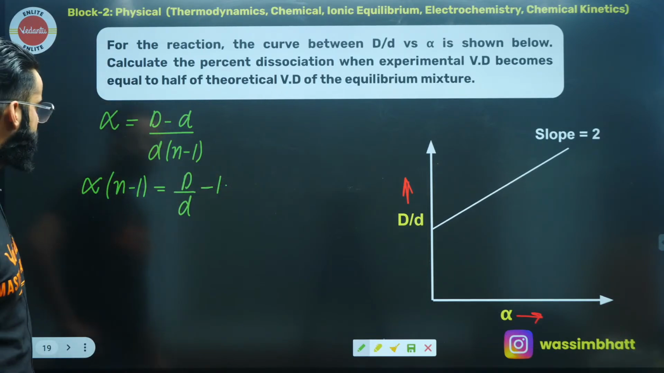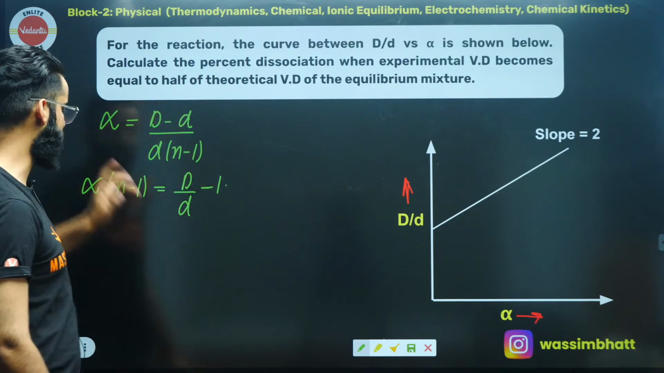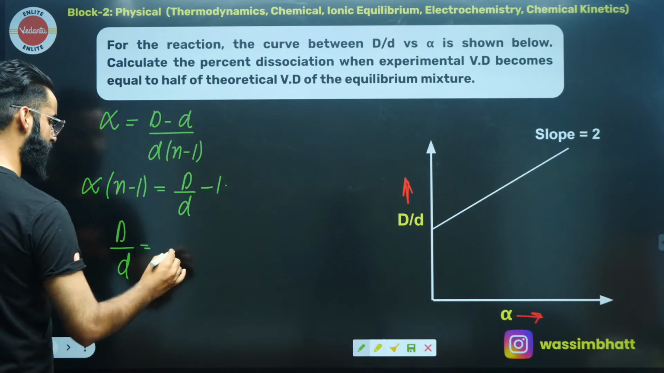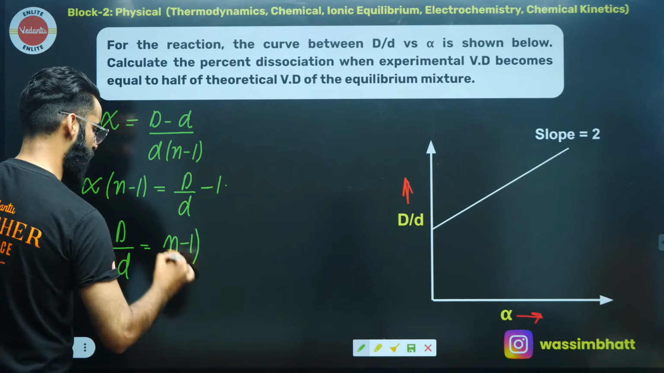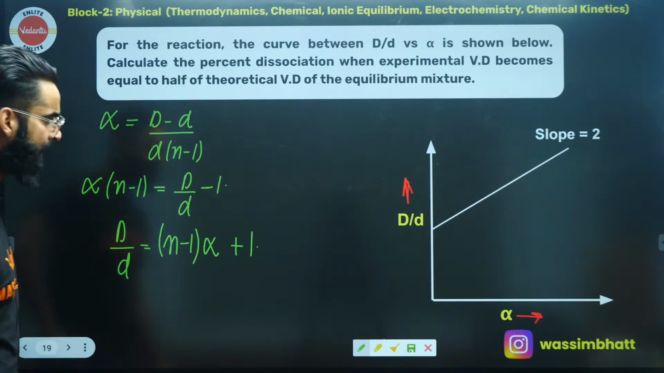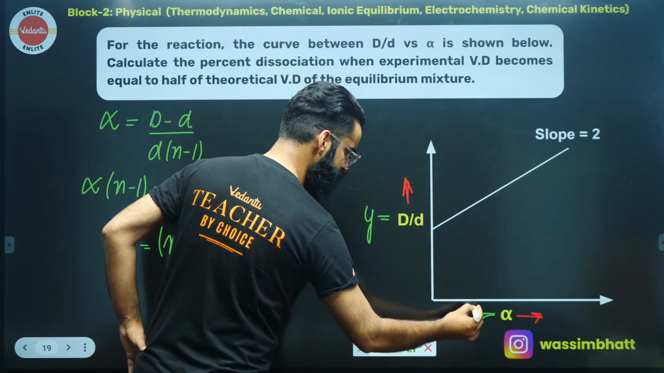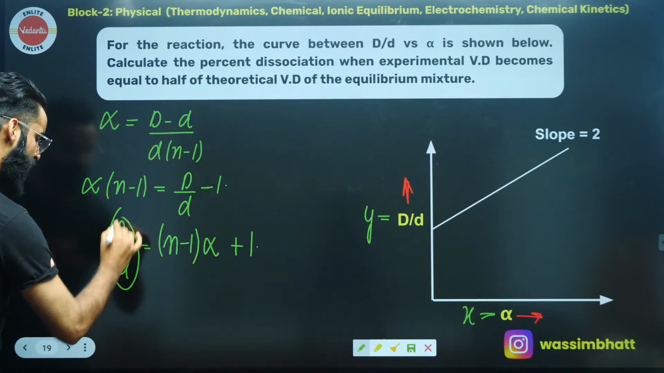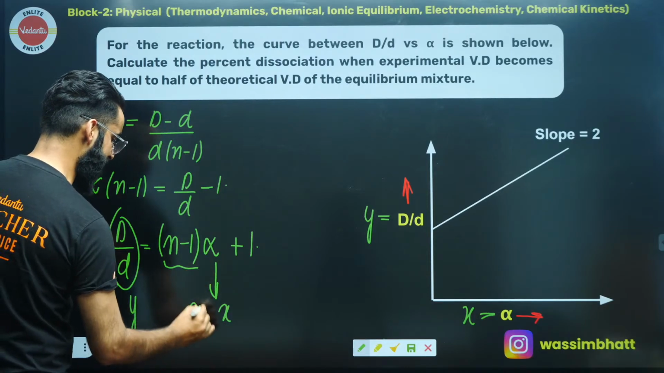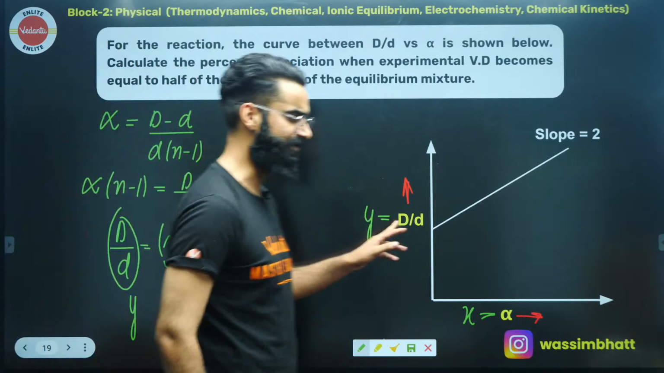That's how I can write it: D minus d divided by small d is capital D by small d minus 1, and take the n minus 1 over here. So capital D divided by small d is equal to (n - 1) multiplied by alpha plus 1. You can just rearrange it like this. Capital D by small d is along the y-axis and alpha is along the x-axis. So D by d is basically y and alpha is basically x, so this should be m and this should be c. y = mx + c is a straight line, right?